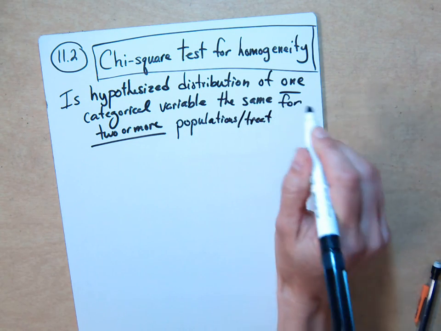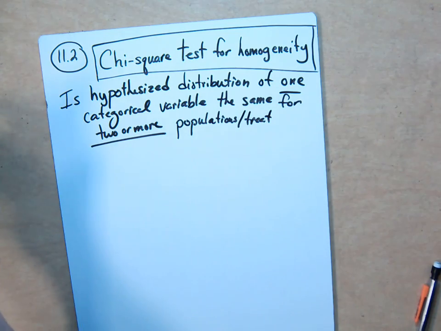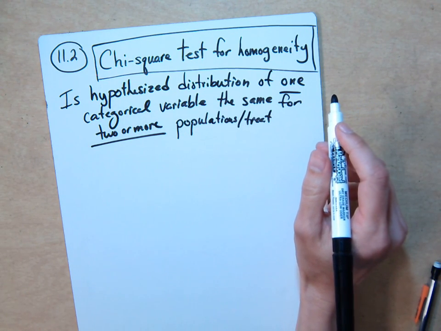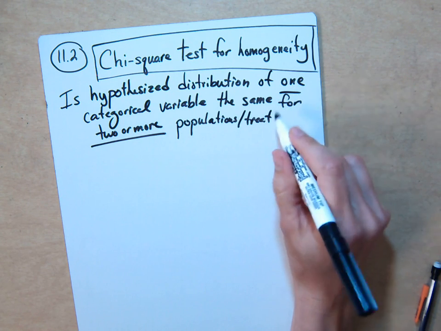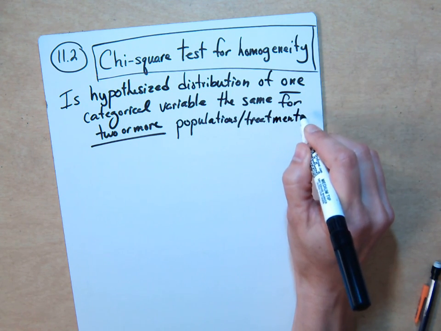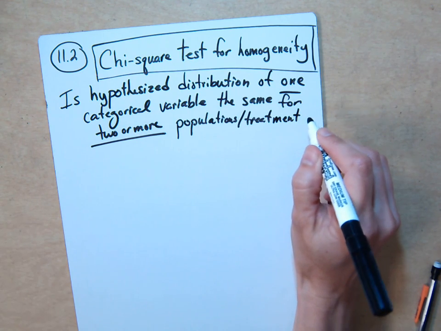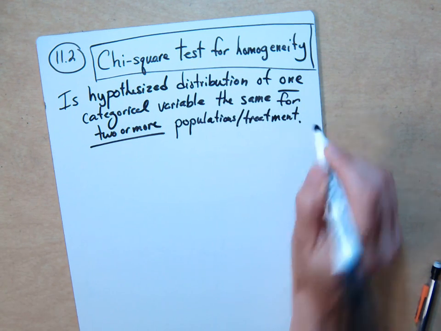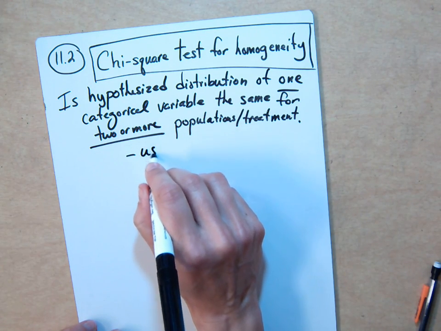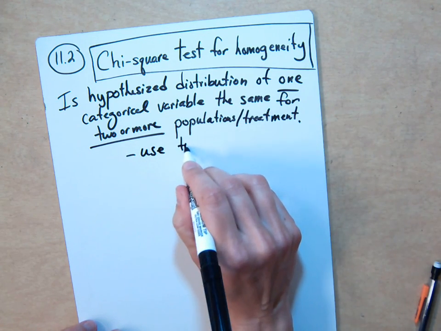So in an example we'll do with depression, it won't be different populations, there'll be different treatments. So St. John's wort, Zoloft, or a placebo. So populations slash treatment for two or more populations slash treatment. And so what you'll typically see is that you'll see your data in a two-way table.